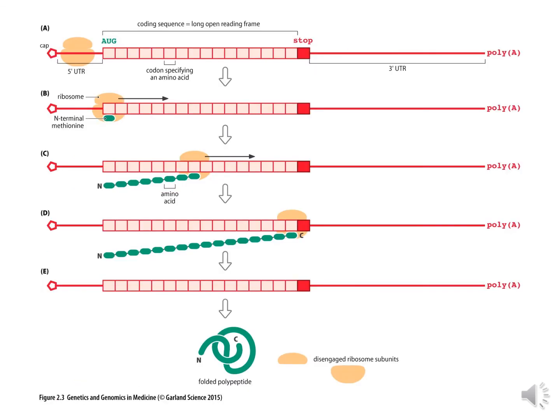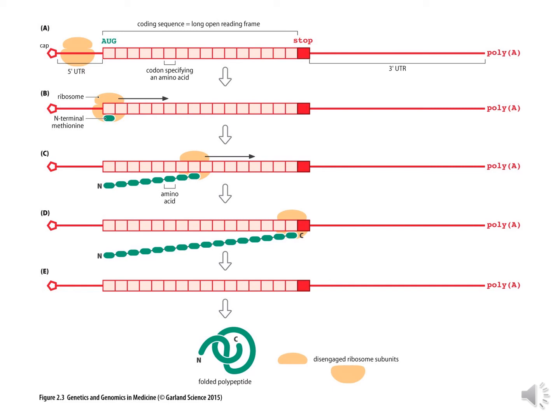The slide depicts the basics of translation pictorially. In A, we see a ribosome attaches to the 5' untranslated region, or the 5' UTR of the mRNA, and then slides along until in B, it encounters the initiation codon, AUG, at which point a methionine-bearing transfer RNA, which is not shown, engages with the AUG codon and deposits its methionine, which is shown by a green bar.